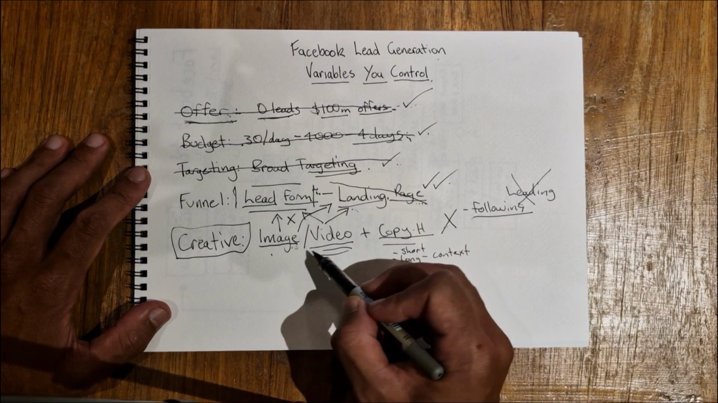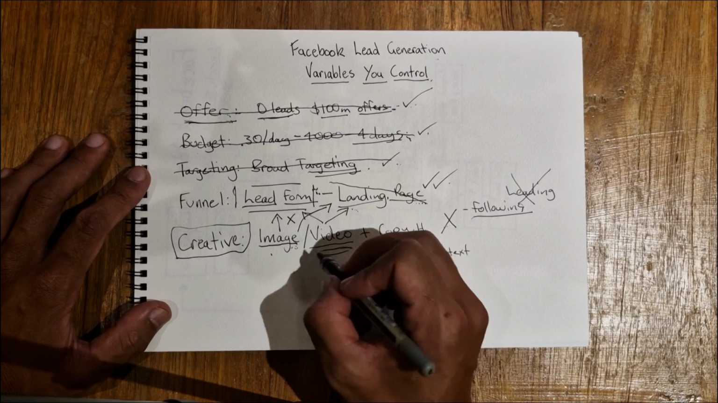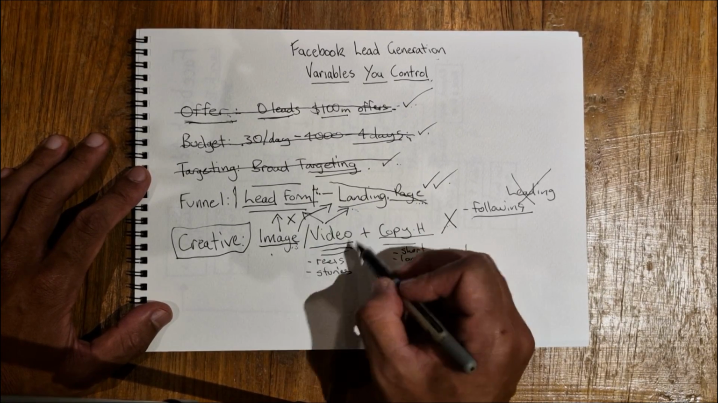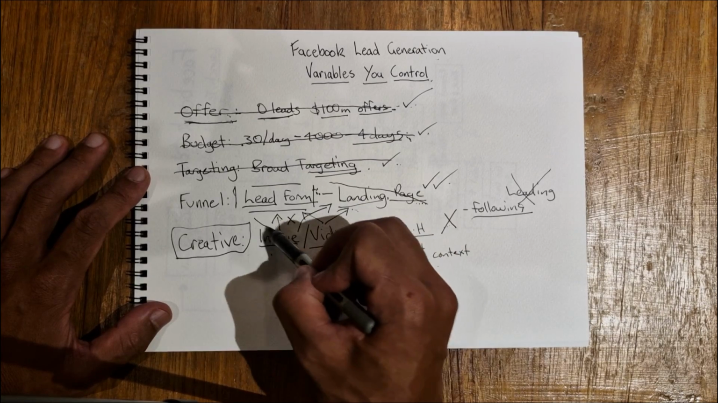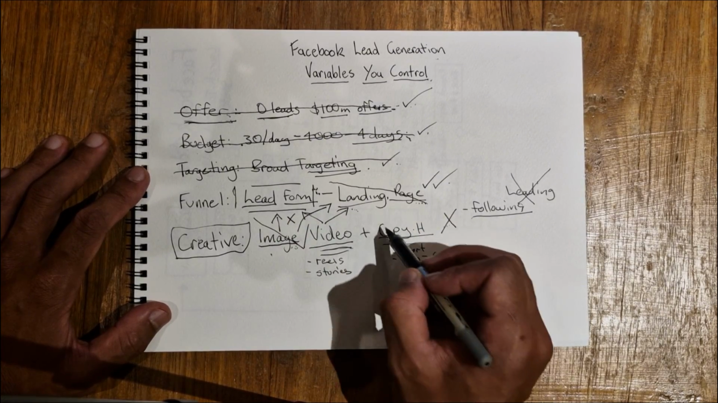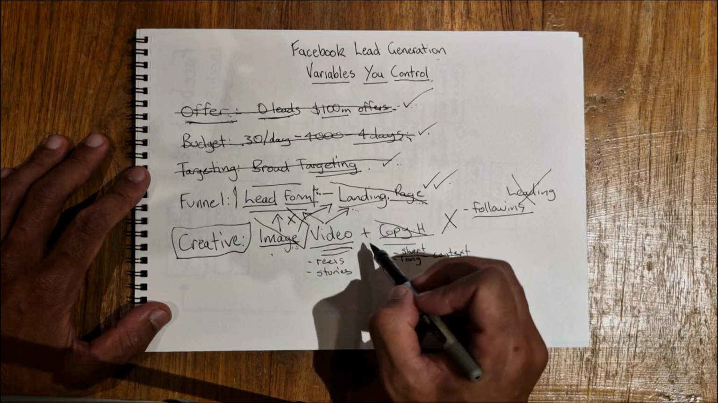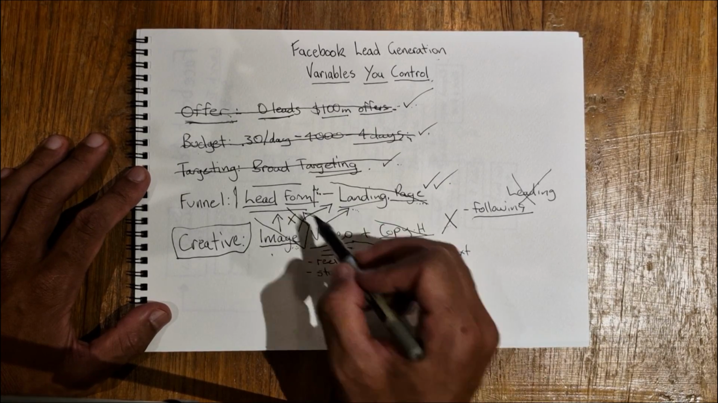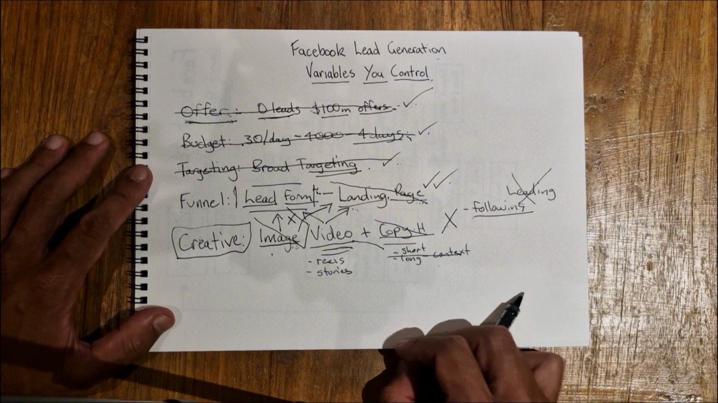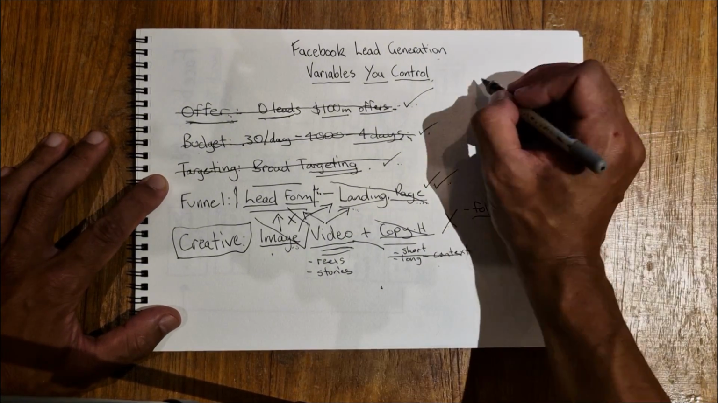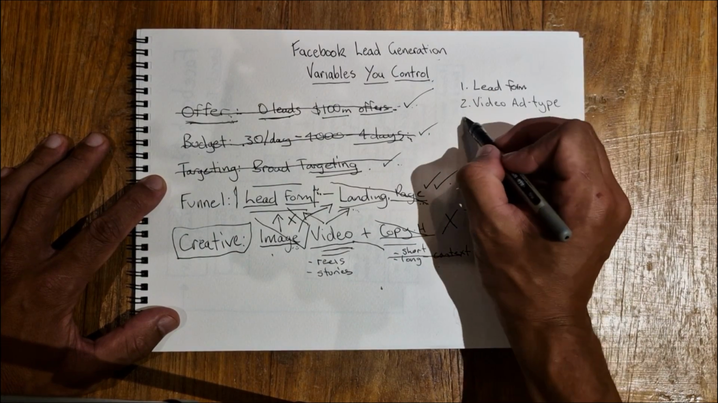99% of the time, I'm using video ad types because I want to be able to get placements into Reels and Stories. So now majority of my ad types are videos, so that rules out image. Majority of the time, as I mentioned earlier, I'm probably going to be using short copy. So these are the 3 variables that I focus on predominantly when building a new campaign for a client who wants high quality leads. That is the lead form, the video ad type, and the copy.